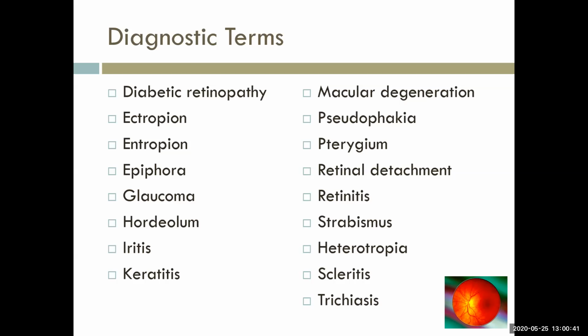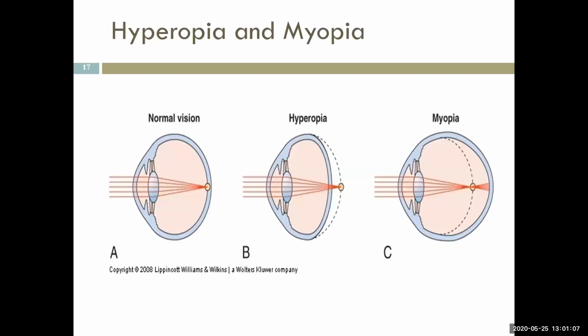And heterotropia is a condition of eye misalignment caused by muscle imbalance. This also is referred to as strabismus or crossed eye, so it's words that are used the same. Scleritis is inflammation of the white fibrous sclera part, and trichiasis is misdirected eyelashes that rub on the conjunctiva or the cornea, resulting in irritation and or pain.